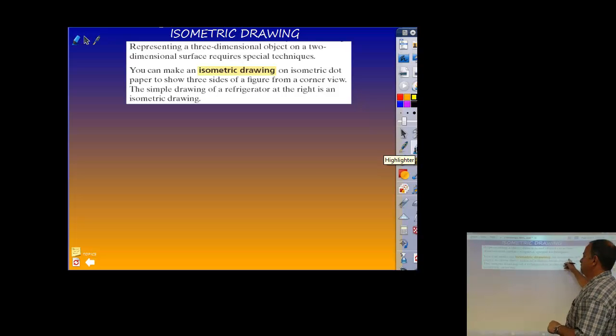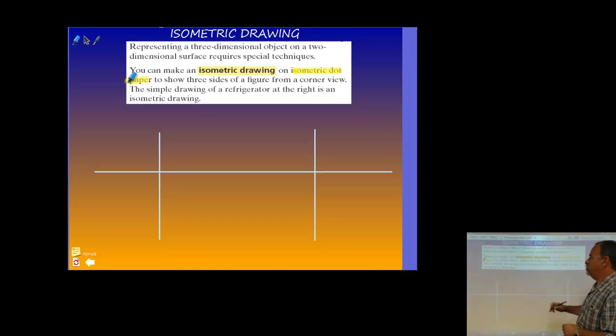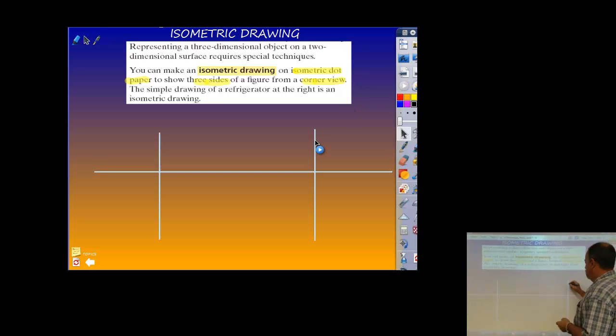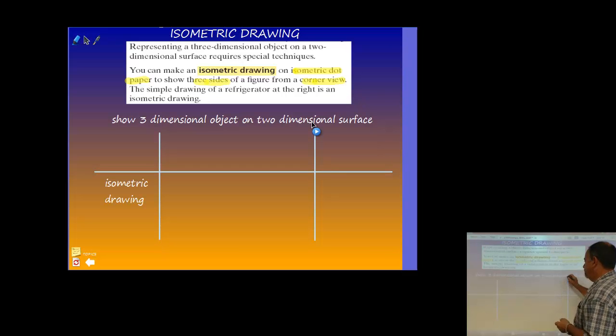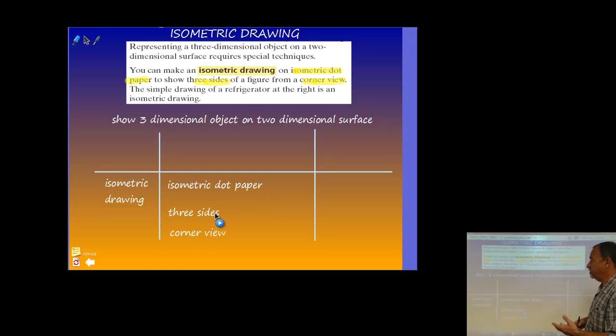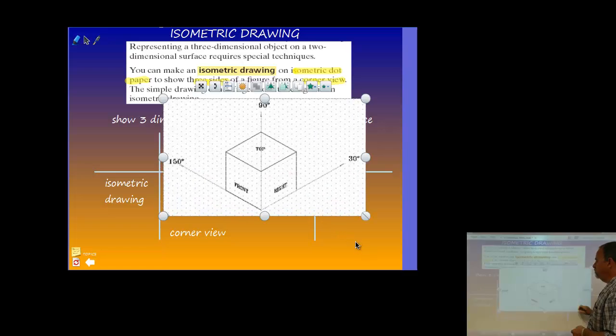So the isometric drawing is on isometric dot paper. It says right there, we have to have it on dot paper. It shows 3 sides of a figure from a corner view. And then this is an example one. So really, all I need to write down are those key points to what makes an isometric drawing. Number 1 is we have to have isometric dot paper. So you're going to need to know what that is, what it looks like. It shows 3 sides of the figure as you look at it. And how does it show the 3 sides? It shows it by using a corner view. So here's an example of an isometric drawing.